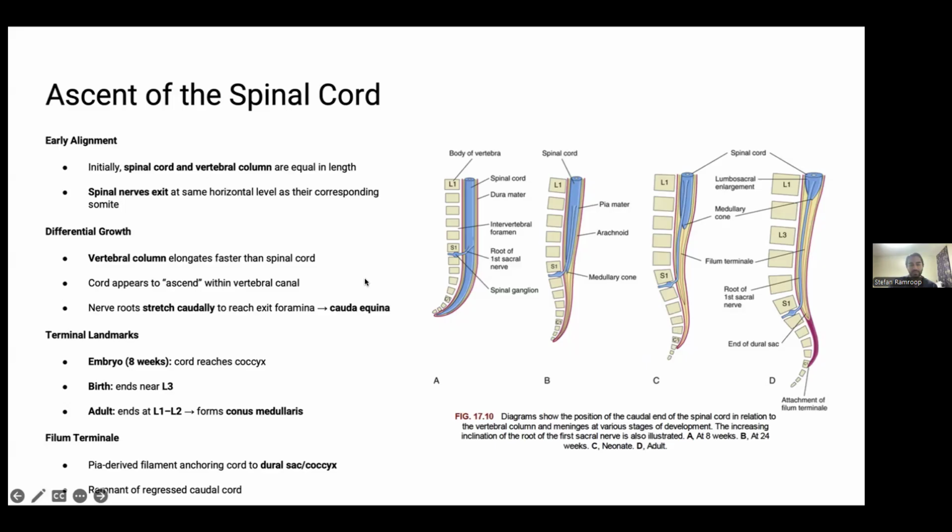By about week 8, the cord still reaches the coccyx. At birth, it ends around L3, and in the adult, it stabilizes around L1 to 2, forming your conus medullaris. And below that, you have the pial extension, giving you your filum terminale, which anchors the cord to the dural sac and the coccyx.